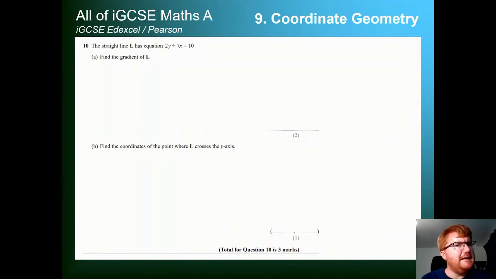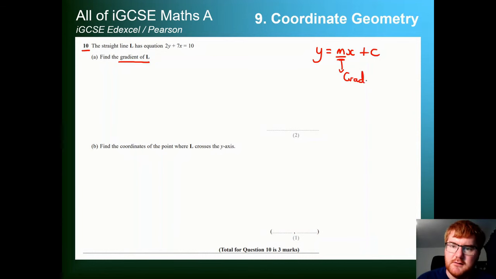On to another fairly straightforward question here, so question 10. The straight line L has equation 2y plus 7x is equal to 10, and we want to work out the gradient of L. Now remember, the straight line has the general form of y equals mx plus c, where this m is what we're looking for in this question, the gradient, and the c is what we call the y-intercept, which we'll talk about a bit later on.